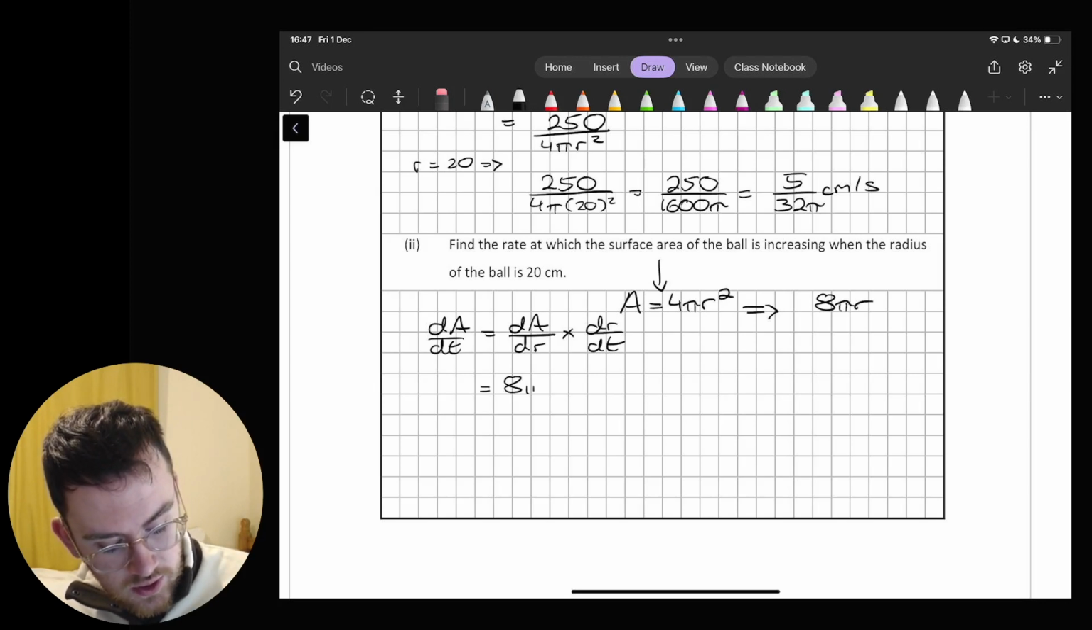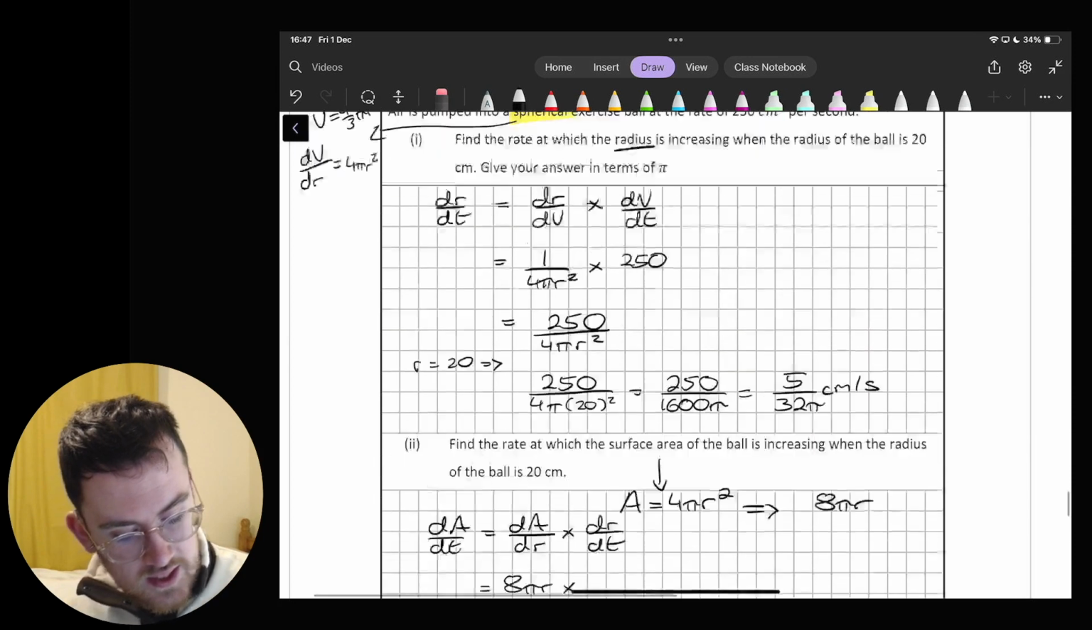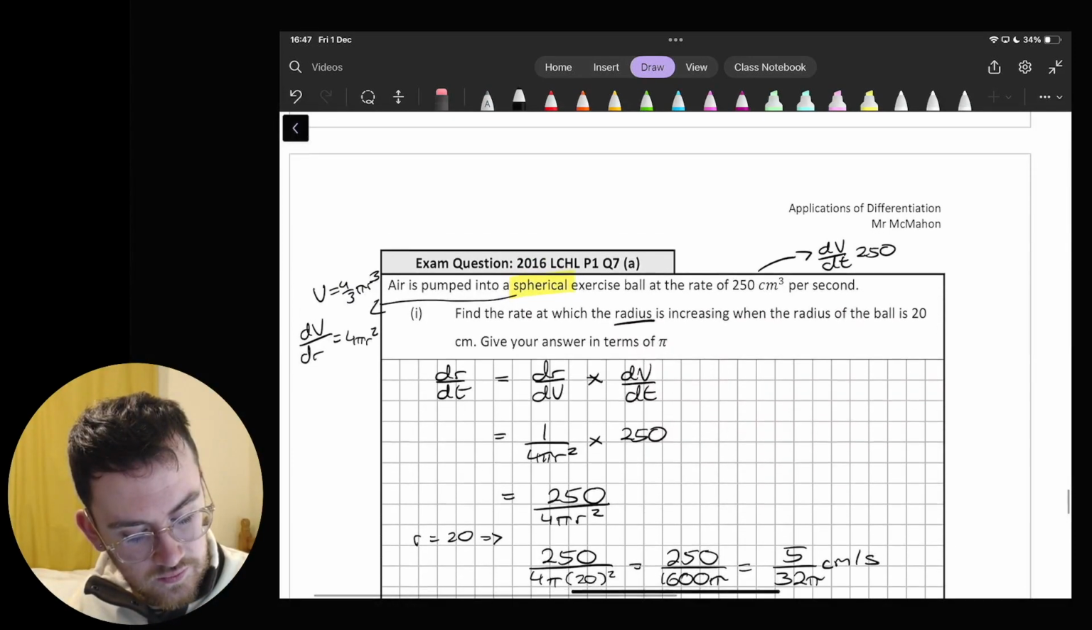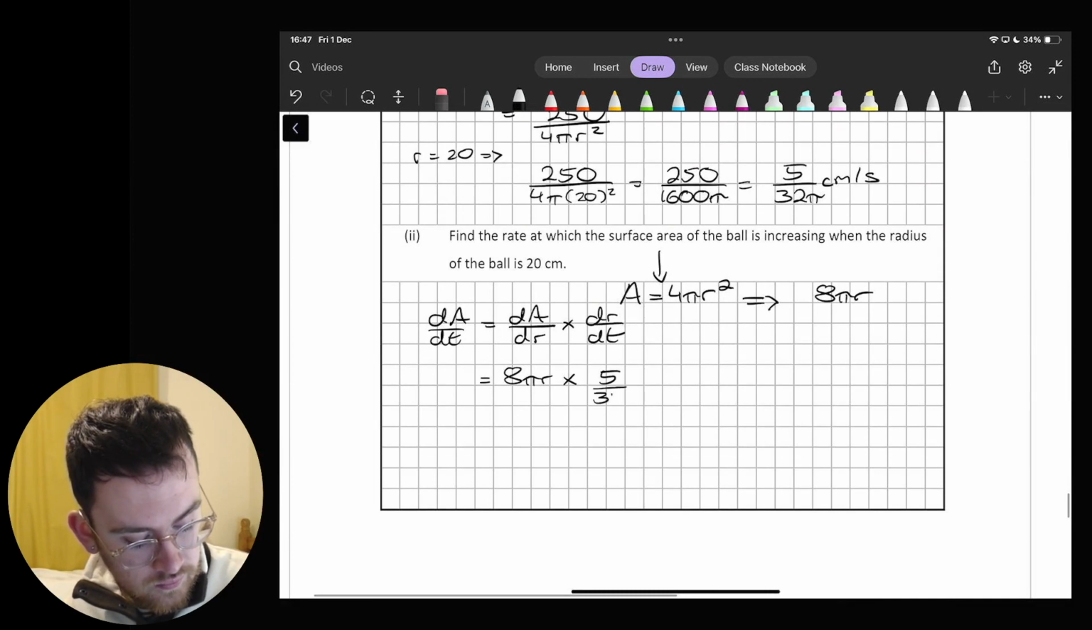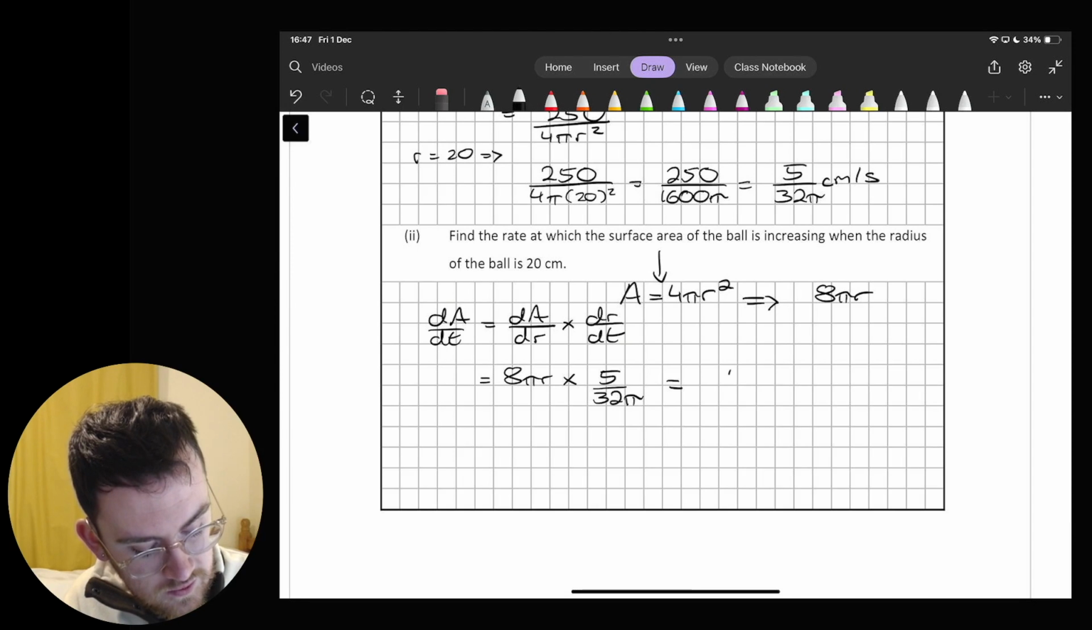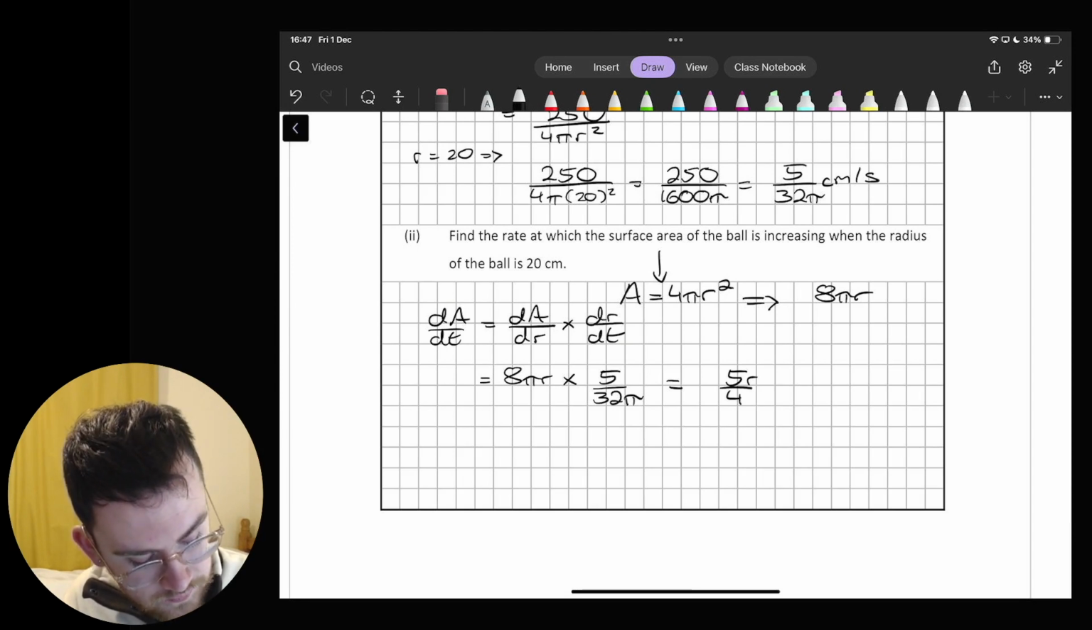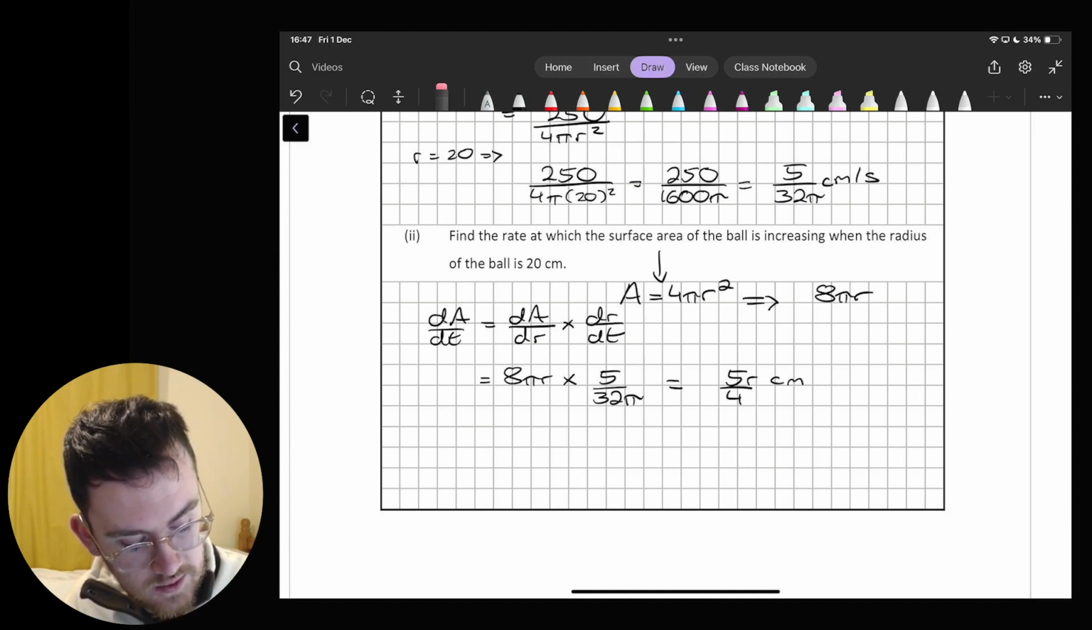So 8 pi r, and the radius is increasing at a rate of, well, we know from the last part, 5 over 32 pi. Okay, that's our answer from the previous part. So that's going to be 5 over 4 or centimeters. And I need to sub in the 20 centimeters there again.